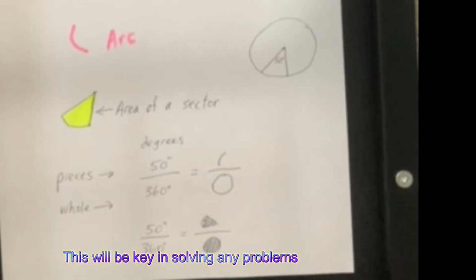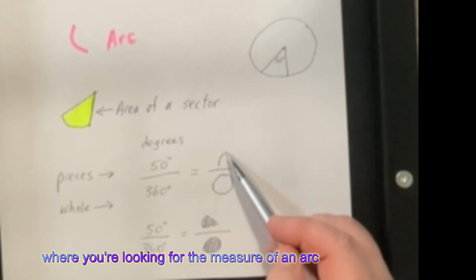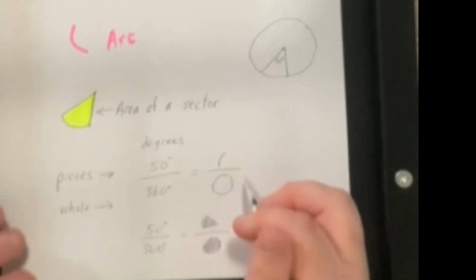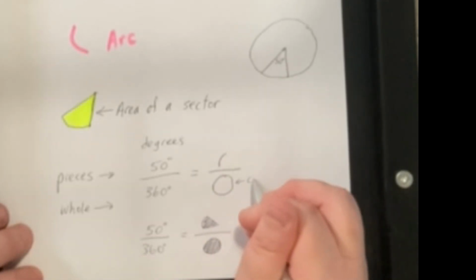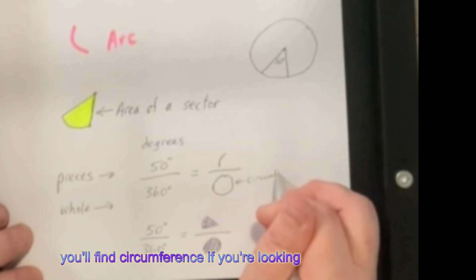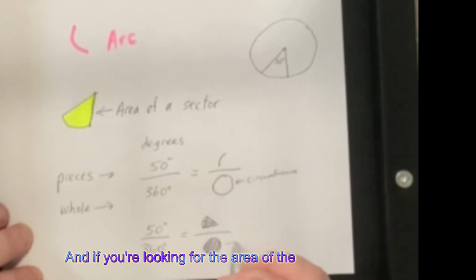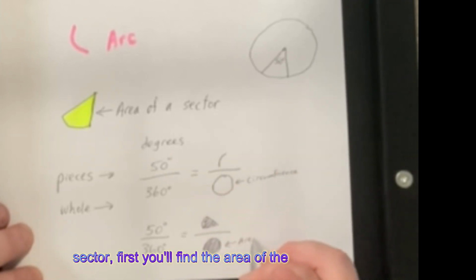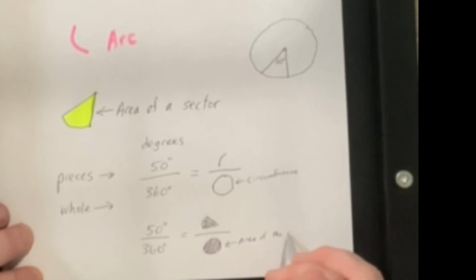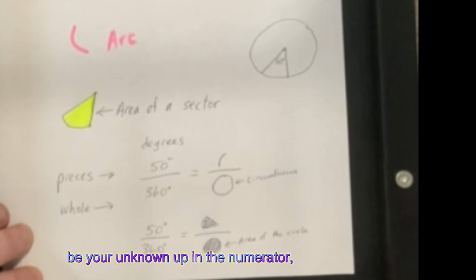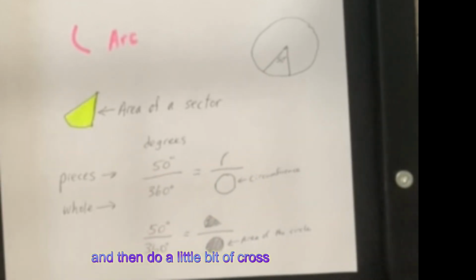This will be key in solving any problems where you're looking for the measure of an arc or the area of a sector. If you're looking for an arc, first you'll find the circumference. If you're looking for the area of a sector, first you'll find the area of the circle. Then you'll let x be your unknown up in the numerator, and do a little bit of cross multiplication.